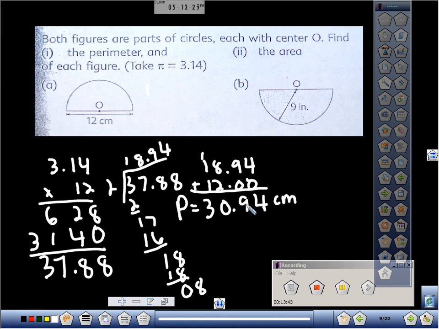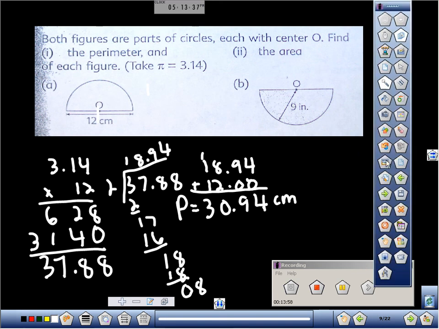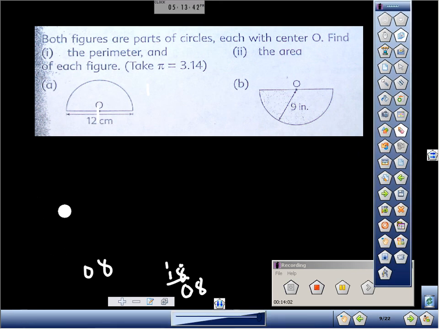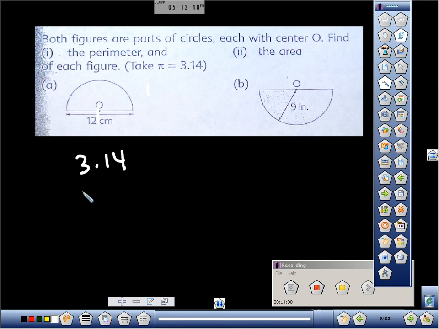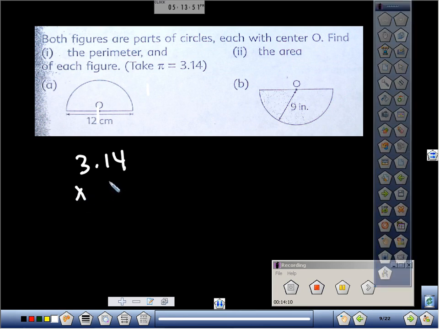Okay. Then I got to find the area. Well, I'm just going to find the area as if it was a whole circle, and then I'm going to divide it by 2. So I know the diameter is 12. Half the diameter would be 6. So let me clear this. We got 3.14 times 36. 6 times 6 is 36. 6 times 4 is 24. Carry the 2. 6, 7, 8.